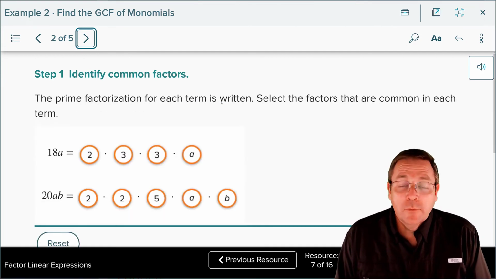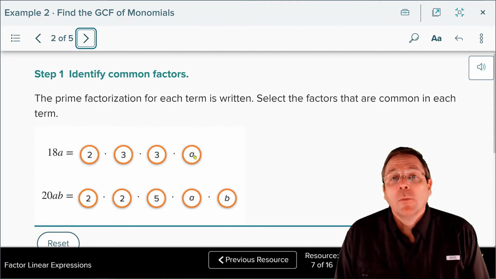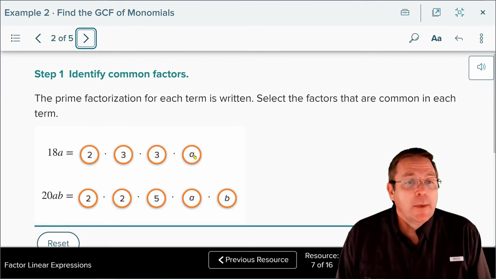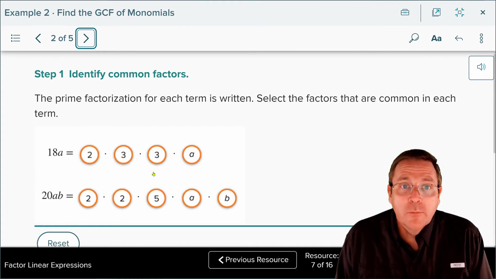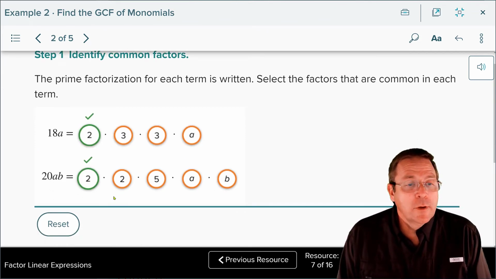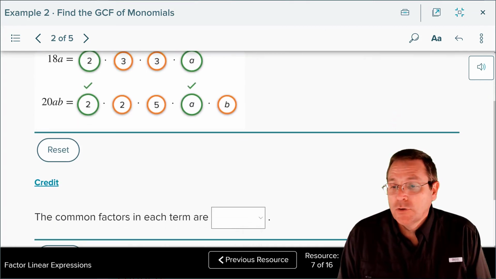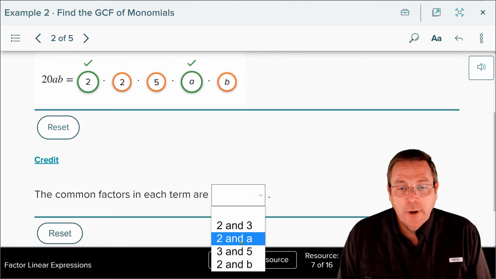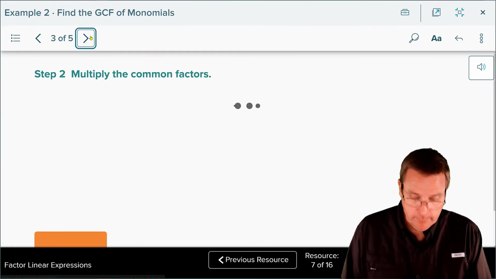They had the prime factorization written for 18a as 2 times 3 times 3 times a. Pretend they did upside down division there. And then they have the prime factorization of 20ab as being 2 times 2 times 5 times a times b. Once again, pretend they did upside down division there. Now they want us to select what they have in common, so they share a 2 and they share an a. And that's the only things that they actually have in common, a 2 and an a. Therefore, the greatest common factor is 2 and a, otherwise known as just 2a.